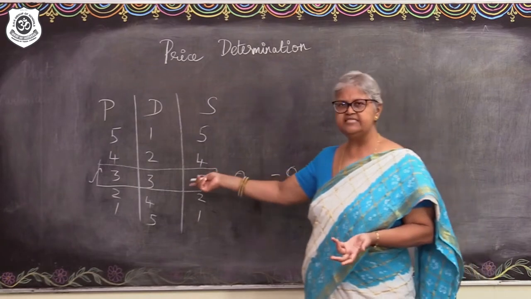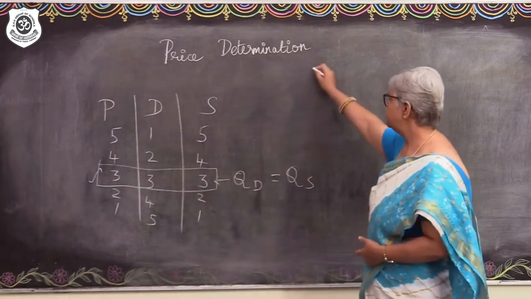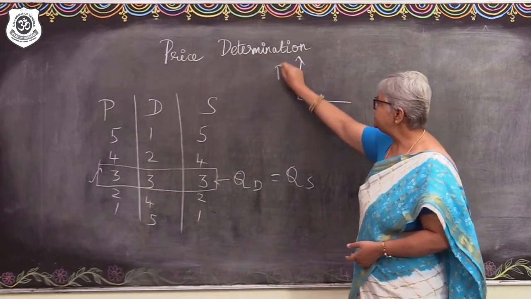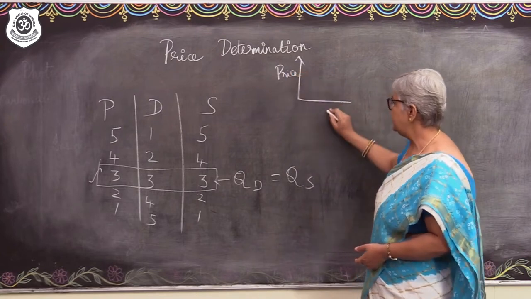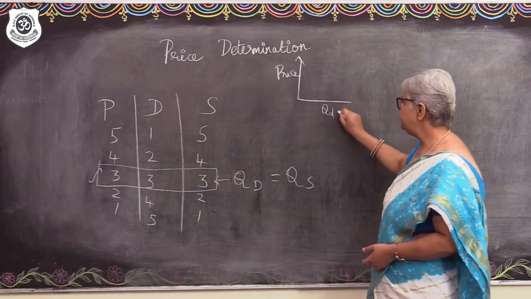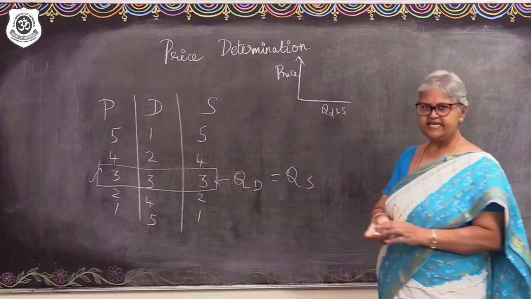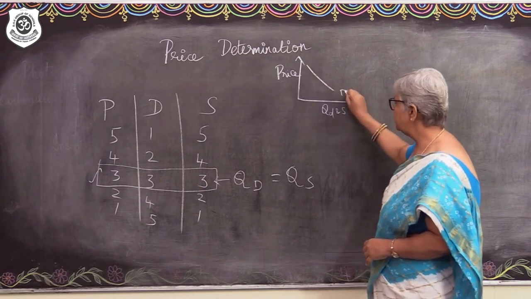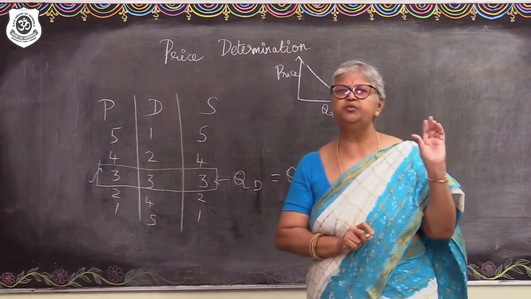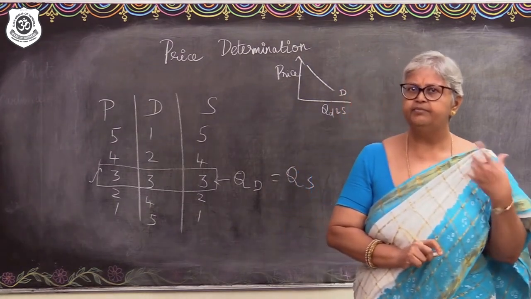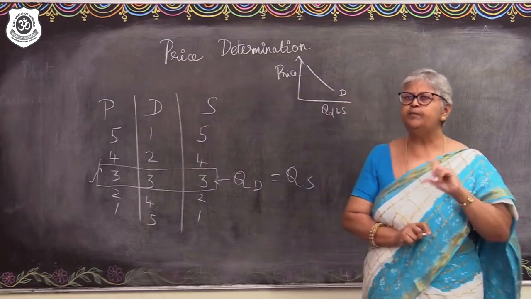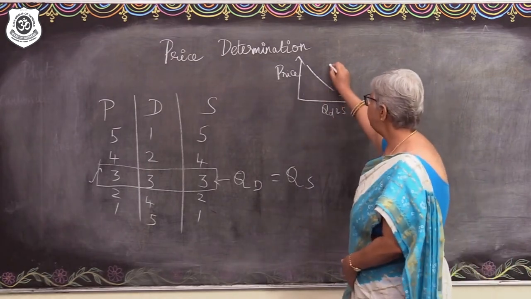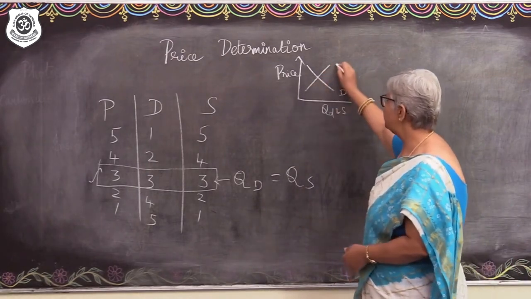So how do we depict this? Through a diagram. If we try and show that through a diagram, then measuring the price along the y-axis and the quantity demanded and supplied along the x-axis, the demand curve would be a downward sloping curve indicating the inverse relationship between the price and the demand, right? And indicating the positive relationship between the price and the supply, the supply curve will be a positively sloping curve.